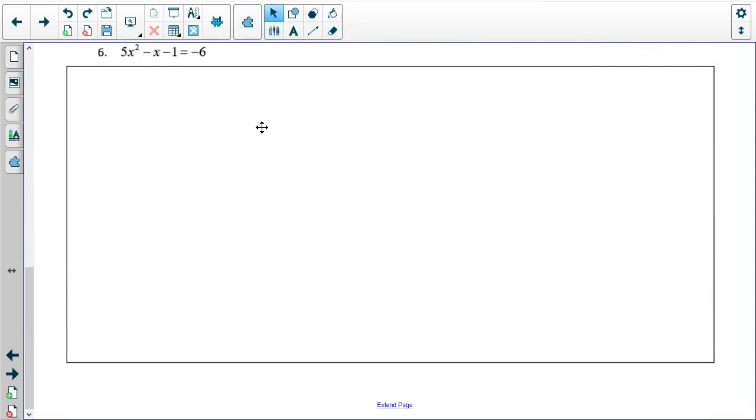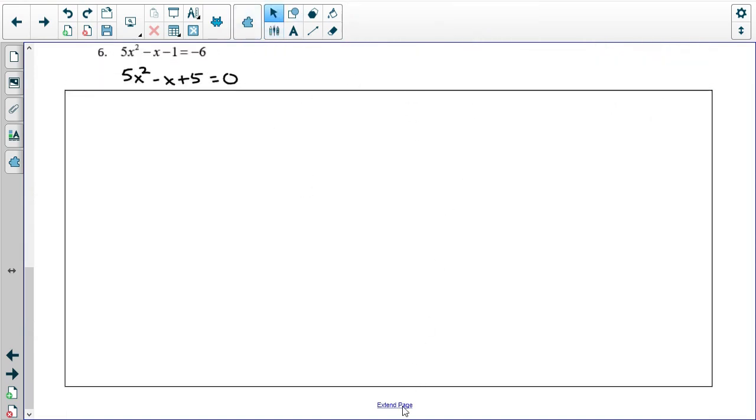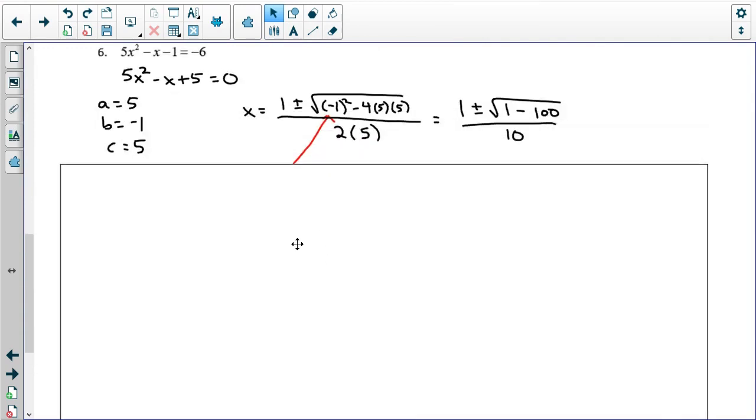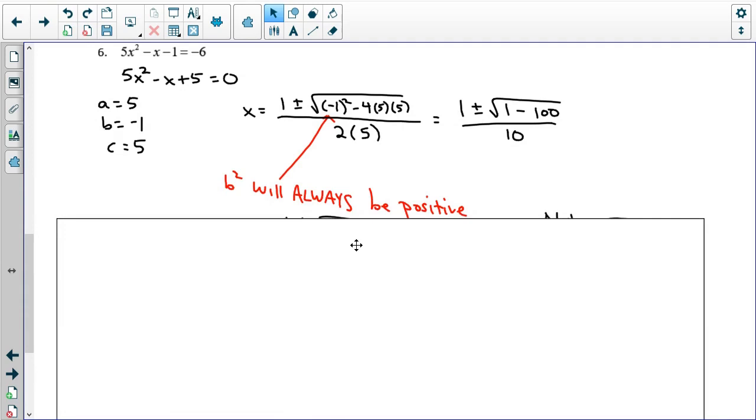Finally, problem 6. I try to get everything on one side. A, B, and C are here. Do a little bit of writing everything in the quadratic formula. Once again, b squared will always be positive.